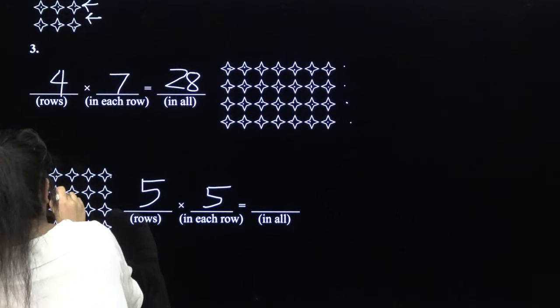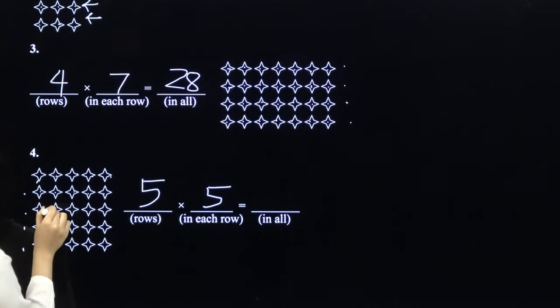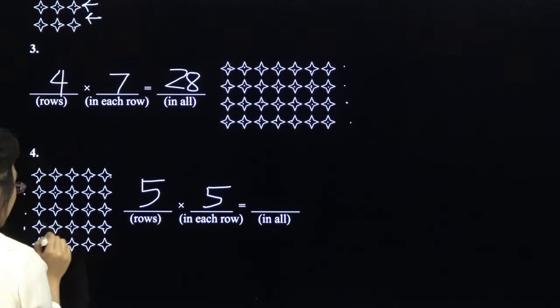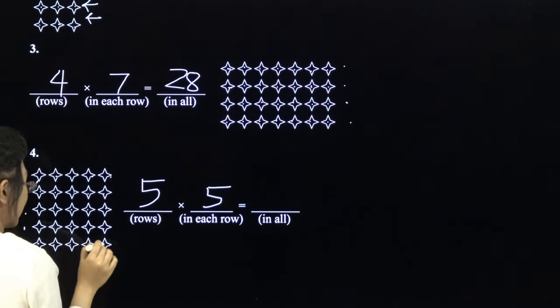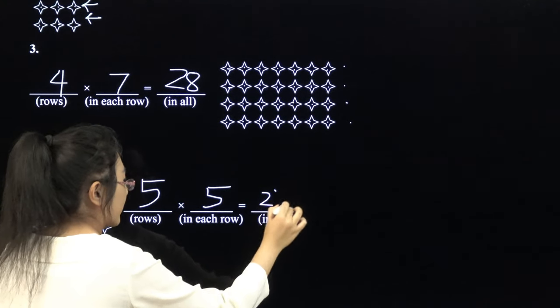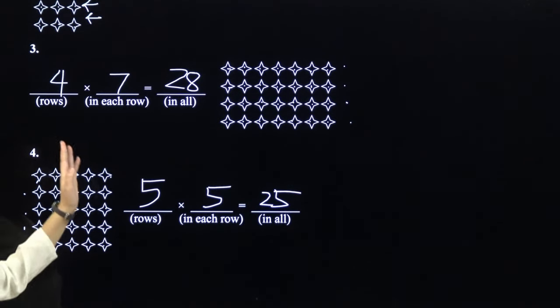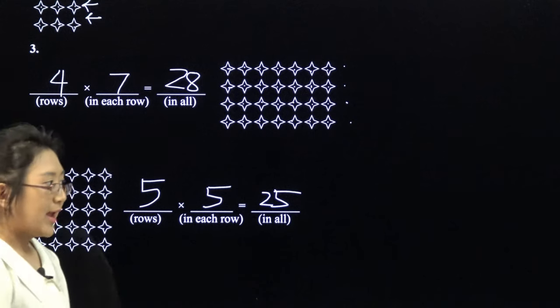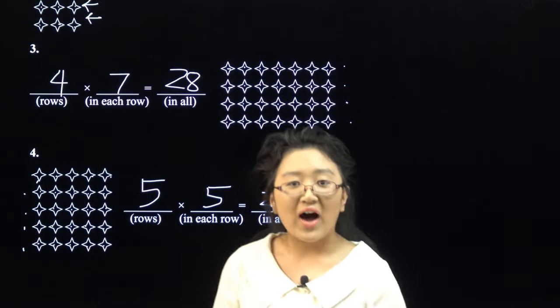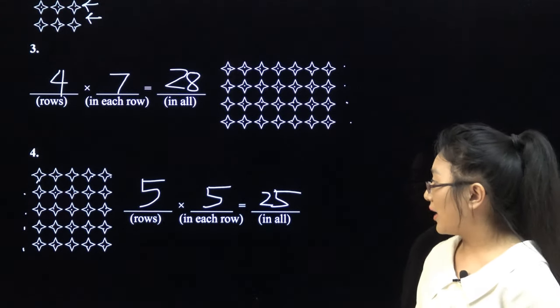So that's 5, 6, 7, 8, 9, 10, 11, 12, 13, 14, 15, 16, 17, 18, 19, 20, 21, 22, 23, 24, 25. 25 in all. From this array, we get the multiplication sentence 5 times 5 equals 25.